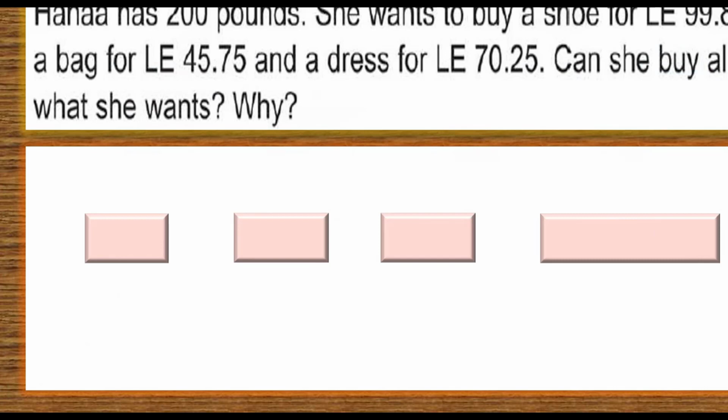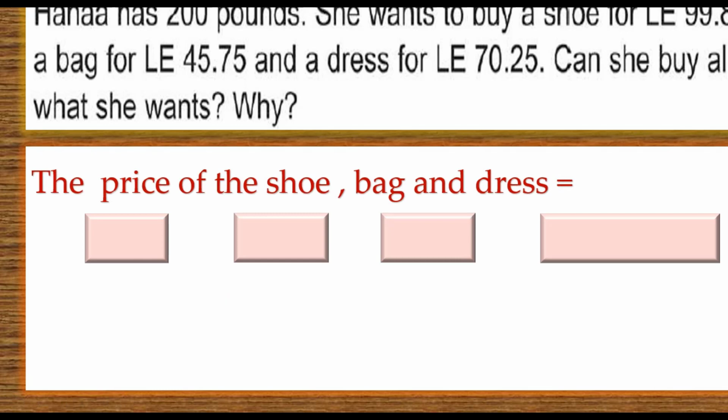Hannah has 200 pounds. حناء كان معاها 200 جنيه. She wants to buy shoes for 99.8 pounds, and the bag for 45.75 pounds, and the dress for 70.25 pounds. كانت عايزة تشتري ايه؟ كانت عايزة تشتري شو وباج ودرس.